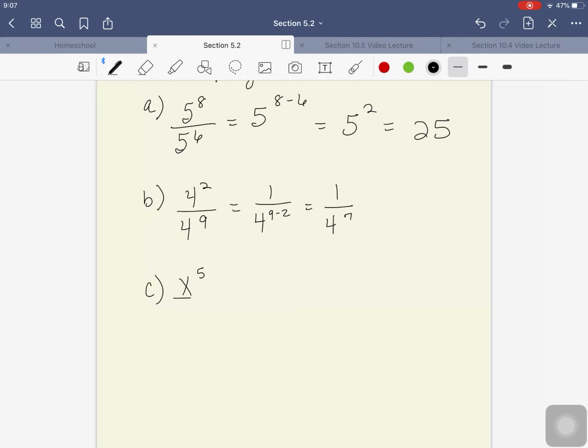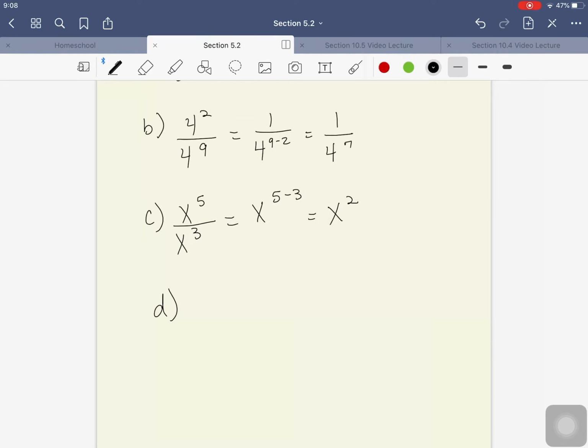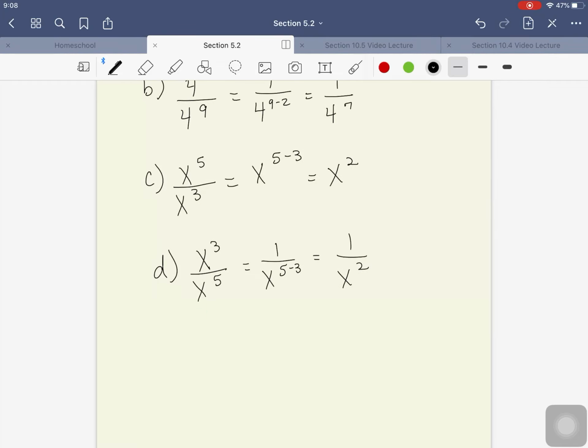All right, x to the 5th over x cubed, that would be x to the 5 minus 3, which is x squared. All right, but if I had x cubed over x to the 5th, the larger exponent will determine where to put it. So I'm going to write this as 1 over x to the 5 minus 3, which would be 1 over x squared. Okay, you could also look at this in this way. If I do it as x to the 3 minus 5, that is x to the negative 2nd, which I would then have to flip and make it 1 over x squared.